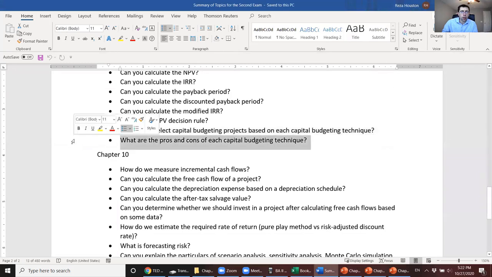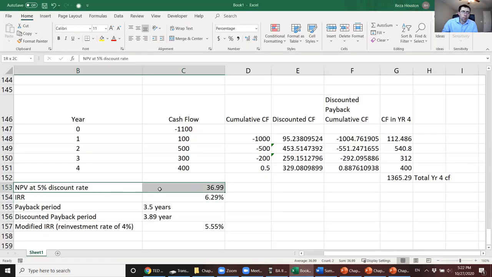Okay, what are the pros and cons of each capital budgeting technique? So let's go through these again. The big pros of the NPV is that, I mean, the big pro is that we have a decision rule. We have a rule that tells us this project adds this much value, and we select the project that offers the highest value. IRR, the big pro is that it actually gives us a rate of return. And there are some drawbacks with it. Mainly, if we had changing cash flow signs, we could have different IRRs. We could have an IRR that's negative, an IRR that's positive. That could be a problem.